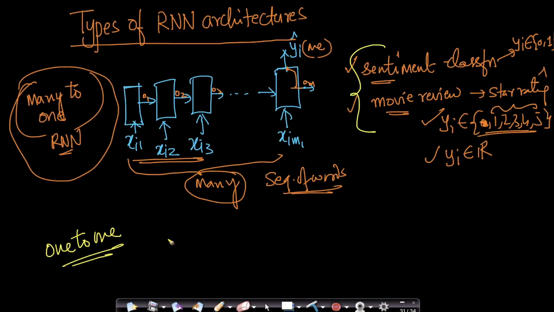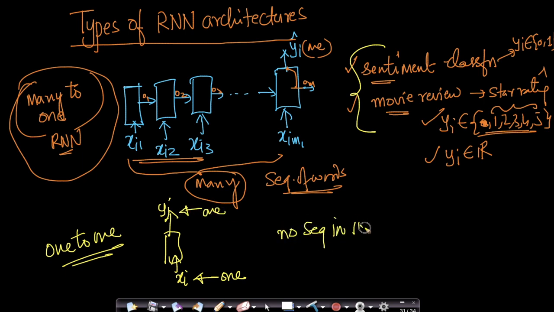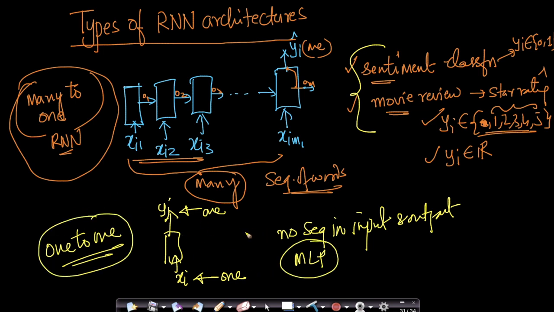But what about one-to-one? One-to-one is basically your MLP, right? You have your Xi and you have your Yi. There is no recurrent structure here, right? This is basically only one input and you get one output. There is no sequence in input and output, which is your standard unit, right? This is your simple MLP type of unit, a multi-layered perceptron type of unit. So just for completeness, I'm mentioning one-to-one. But the concept is simple. This is how the architecture looks.